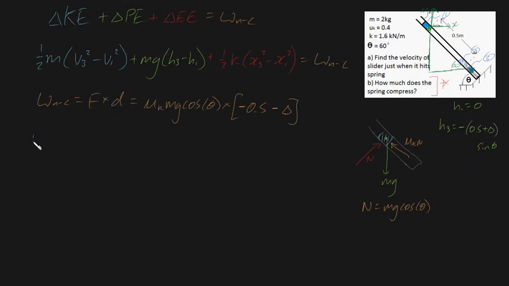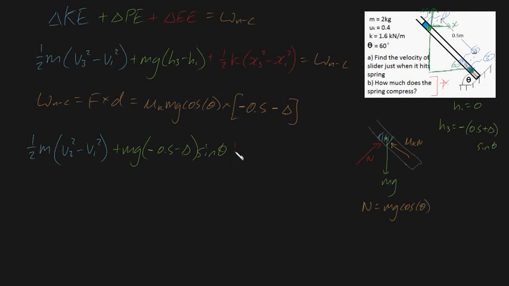We know this will turn into a half times m times v3 squared minus v1 squared, I'll get to that point later, plus mg times h3, which is minus 0.5 minus delta sine theta. Notice h1 is 0. I think that's right. Yep, good.